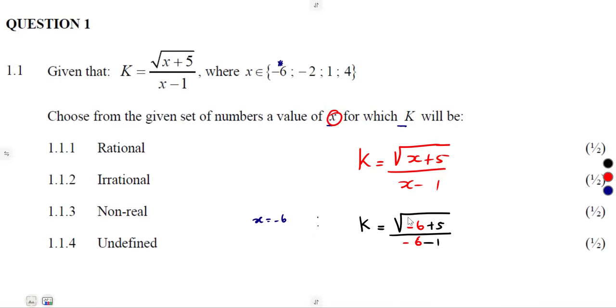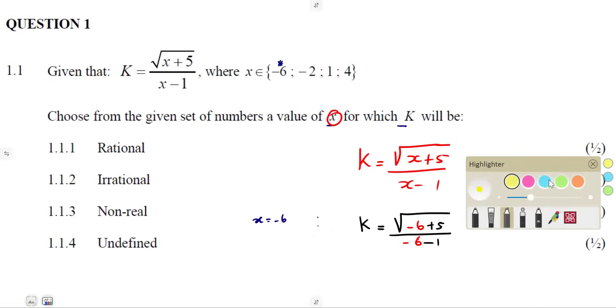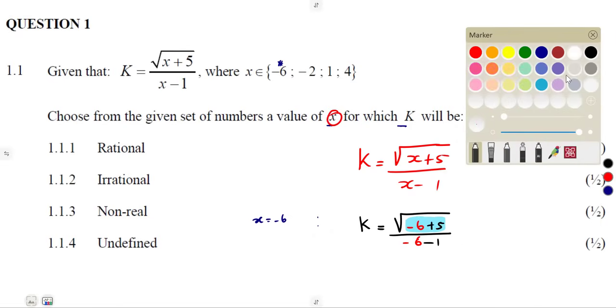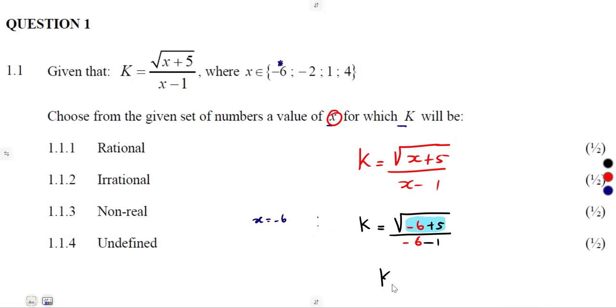So simplifying this part, what are we going to have at the end? -6 plus 5, this part which is under the square root. If you simplify the part under the square root, we obtain a -1. That is, our k is equal to the square root of -1 over -6 minus 1 in the denominator. That was going to give us a -7.